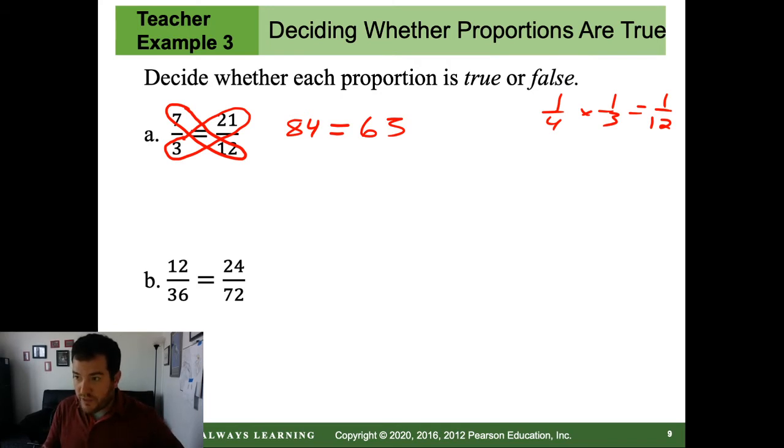If they are equal, then this is a proportion. If they are not equal, then it is not a proportion. So I would say this is not equal. That's a big old false right there. Okay? Let's try this one.